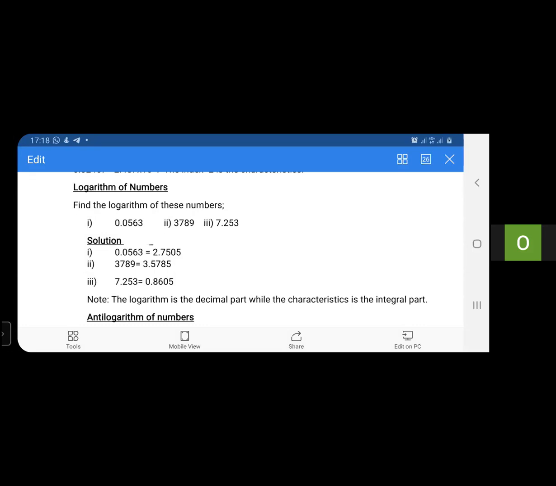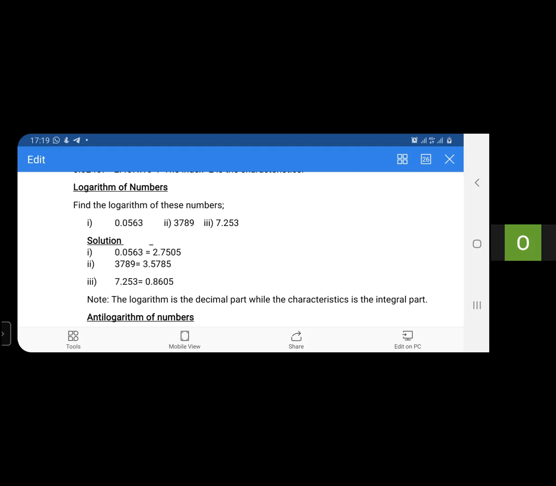When we want to find the logarithm of a number, they said, find the logarithm of these numbers. We are given 3 numbers. The first one, 0.0563. The third one, 7.253. Find the logarithm of this number. Don't forget, we talked about characteristics already. Now, in a logarithm, whenever you are given the logarithm of a number, the digits before the decimal point, like I said earlier, is called the characteristic. The digits after the decimal point is always called Mantissa. So we have the characteristic part, which is the digits before the decimal point.